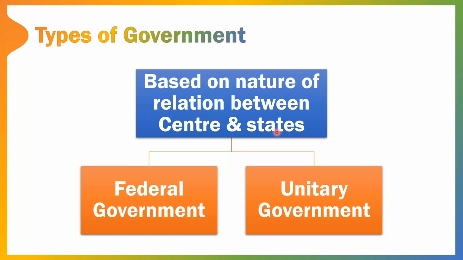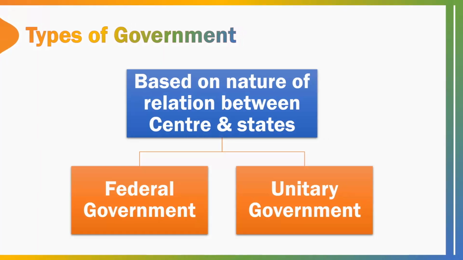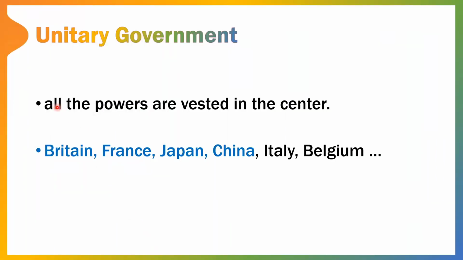Based on the nature of the relation between the center and the states, political science has classified governments into unitary and federal. These are the two basic types of governments. Let us discuss the very first type, the unitary government. In the unitary government, all the powers are vested in the center. That means the national government has all the powers, and if any regional government exists, it derives its authority from the national government.